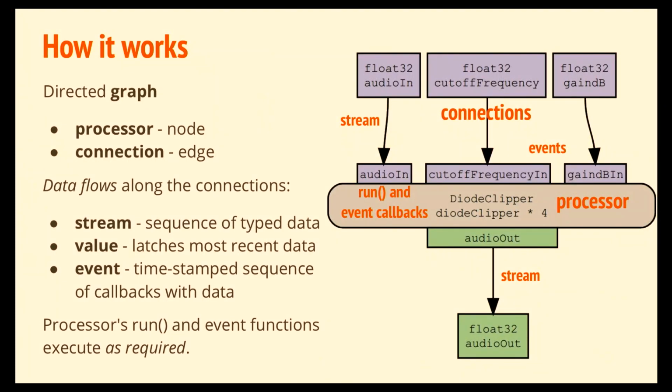Looking at this diode clipper example, here we have 3 inputs to the diode clipper processor and 1 output. One of the inputs is a stream, basically an audio stream of floats, and similarly for outputs. But the other 2 are what Sol calls events. These are single values that have a timestamp associated with them. Every time you get a new value, you'll also get a callback automatically, and that allows you to update your local state based on that. I already mentioned the run function too, which is the other special function.